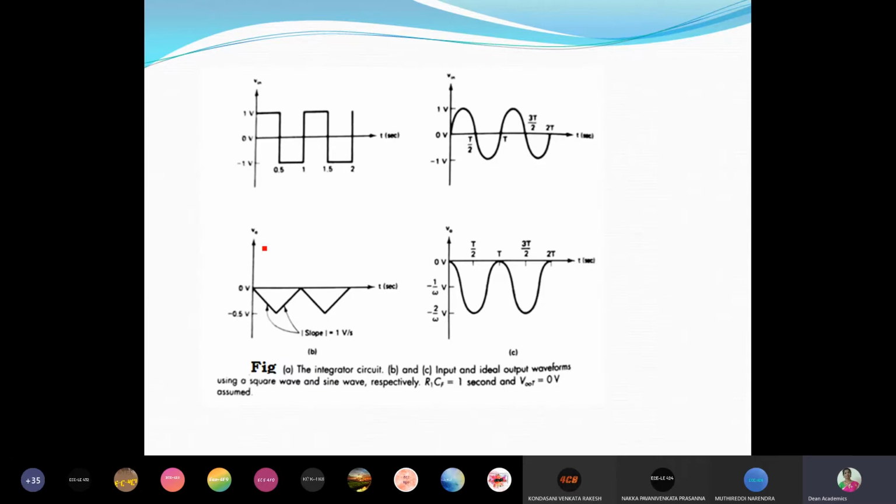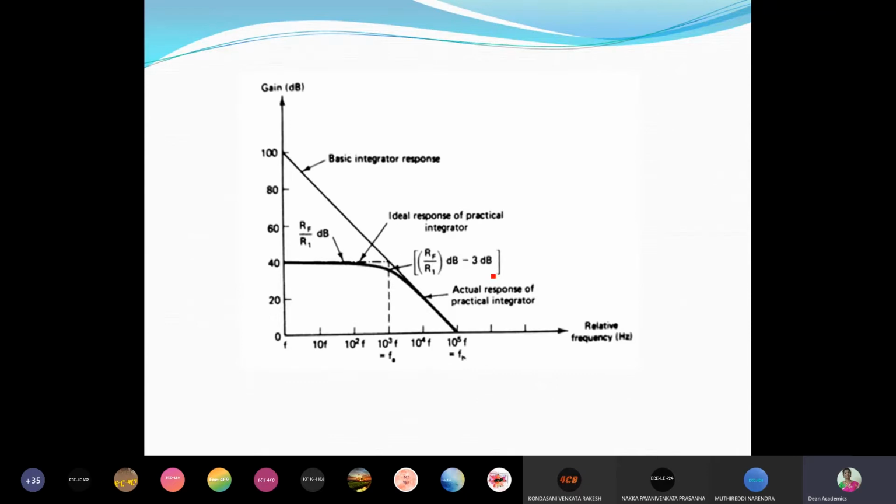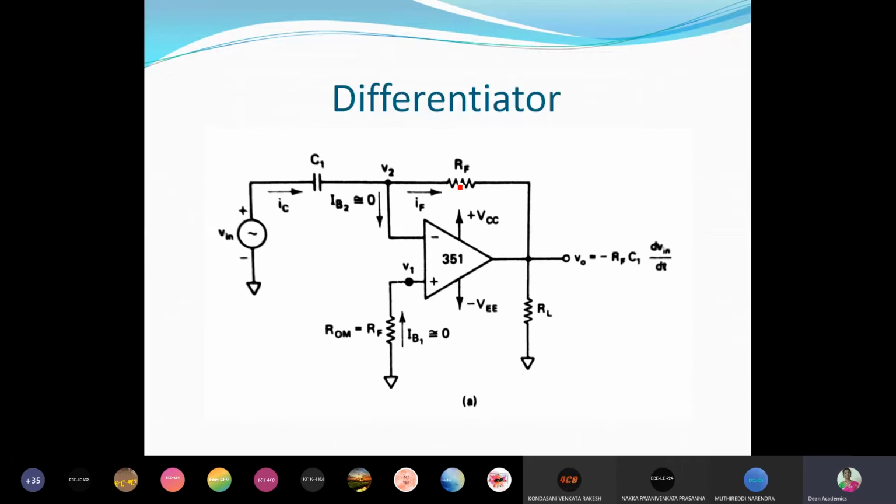When you give a square wave, we get an integrated output voltage. When you give a sinusoidal wave, this is the integrator output. Then this is the frequency response, f equal to 1 by 2 pi RC. And then the differentiator we have seen, with R and C values exchanged.